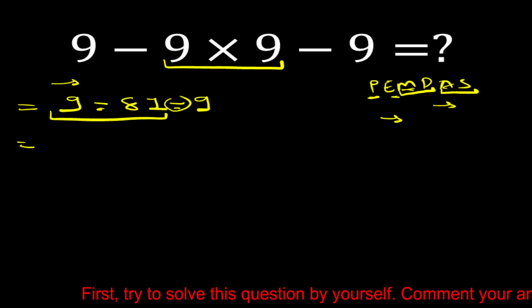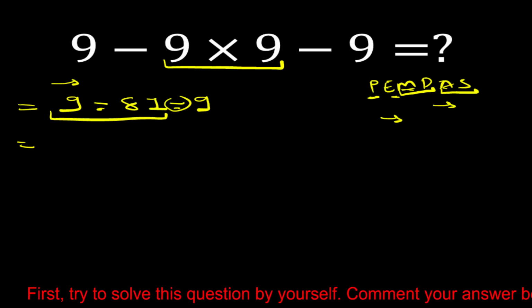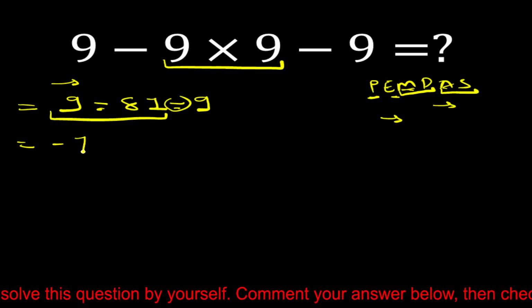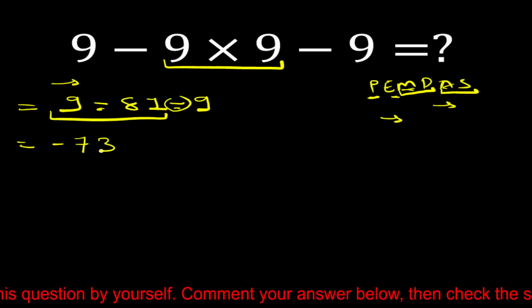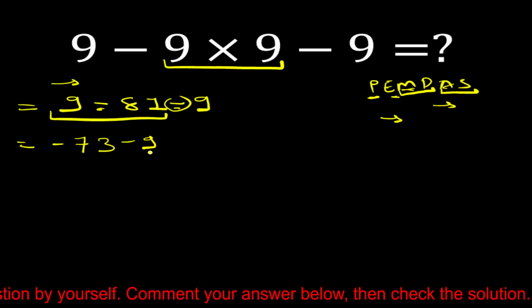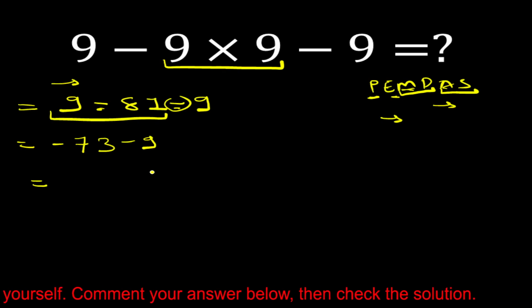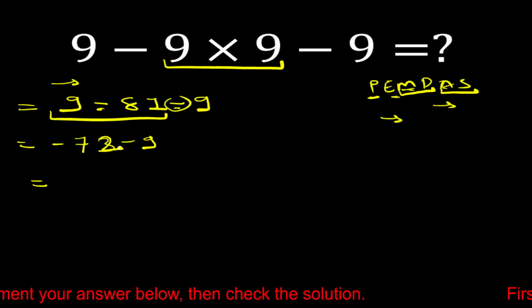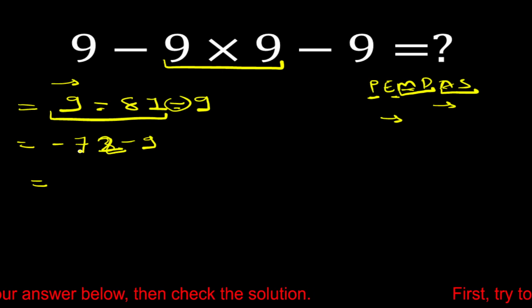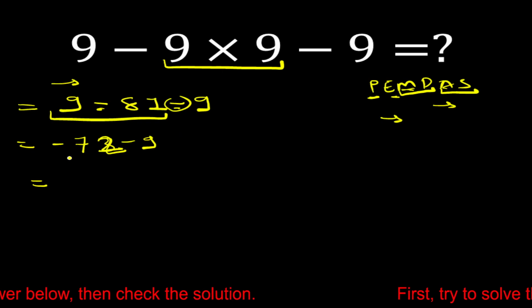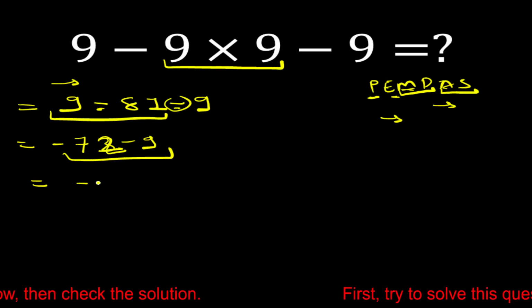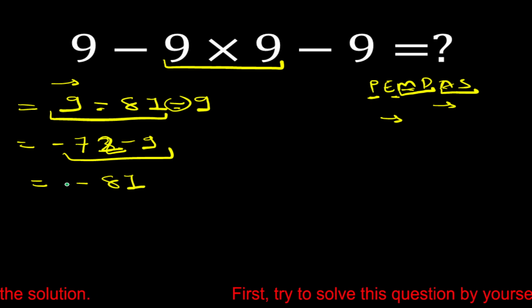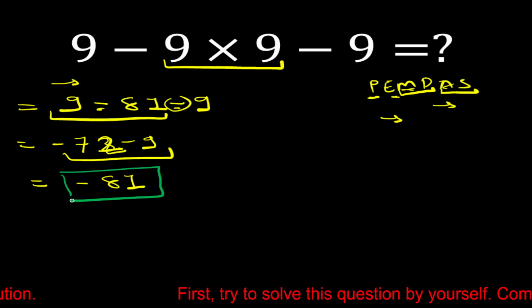this minus. So 9 minus 81 is equal to minus 73 minus 9. Sorry, it is equal to minus 72 minus 9. Now, minus 72 minus 9 is equal to minus 81. Therefore, the correct answer is minus 81.